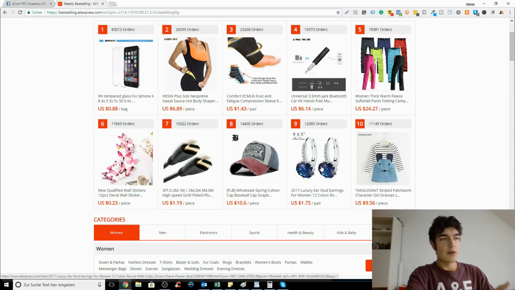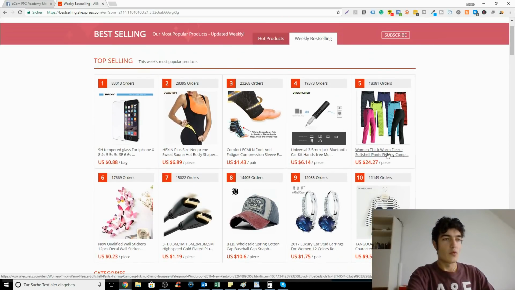So for example, it doesn't work too well with these earrings simply because they are highly visual and people are not actively looking for something like that. Of course, you could advertise for terms like earrings, but then you would need a huge selection so that people may end up buying one of those. But of course, it would work for these cables, for these warm fleece, soft shell pants, for this car kit here, for this anti-fatigue compression sleeve, basically for a lot of things.